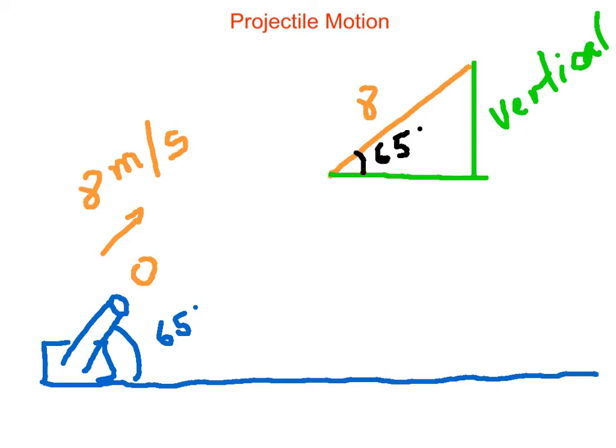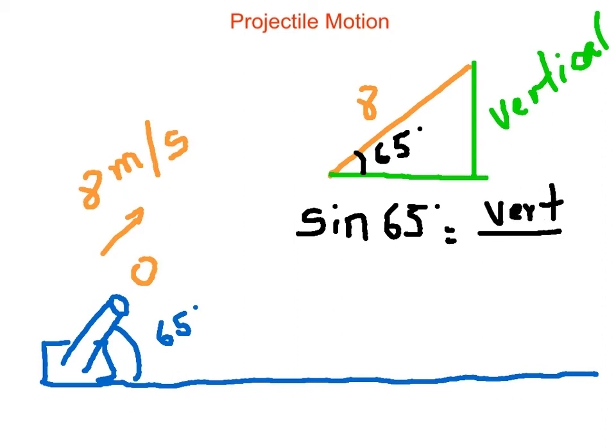Okay, what we need right now is a function that relates the opposing side of this triangle with the hypotenuse. Opposing, hypotenuse. The function that is going to give us that relationship is sine. So we know now that sine of, in this case, 65 is going to be equal to our vertical component, let's call it vert, over our hypotenuse.